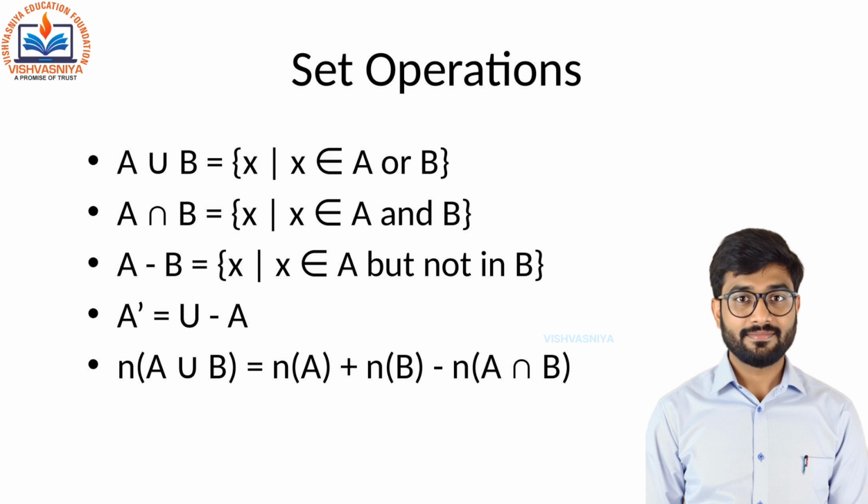Difference of sets. We say A minus B is the set of all elements x such that x belongs to set A but not to set B. In other words, A − B = {x : x belongs to A but not to B}.